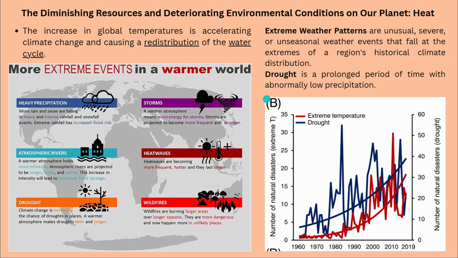And in figure 1b of the paper, as we can see here, we are seeing the number of droughts that are occurring and the number of extreme temperature events that are occurring. Again, across time, we're seeing the same exponential increase that we've seen in CO2 concentration and global surface temperatures.